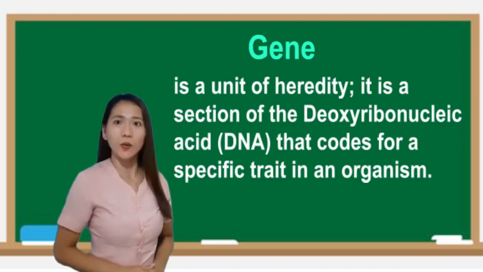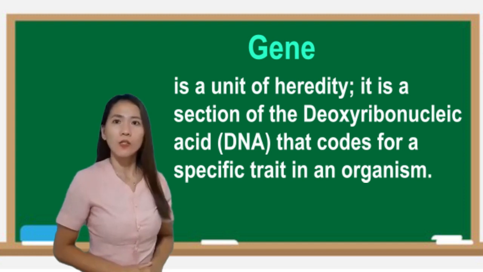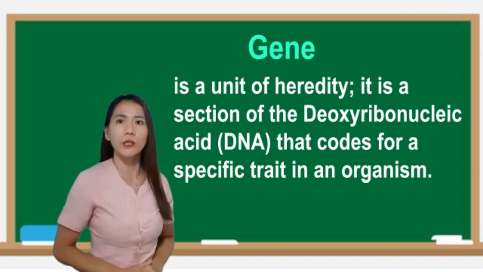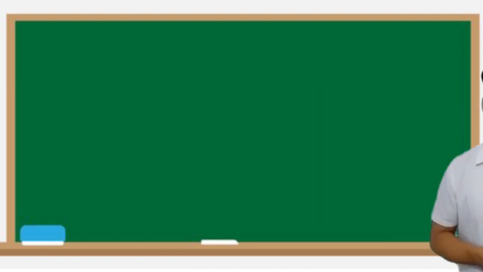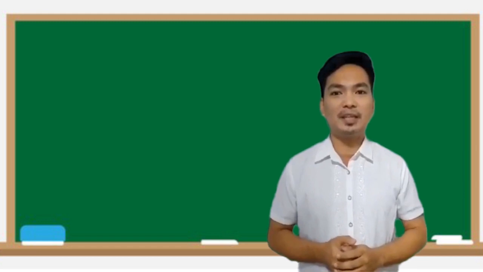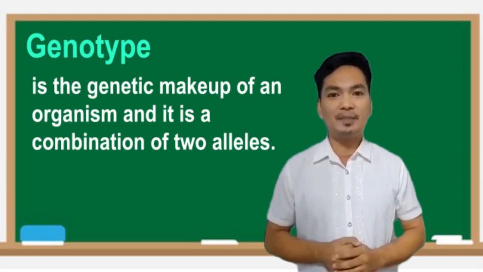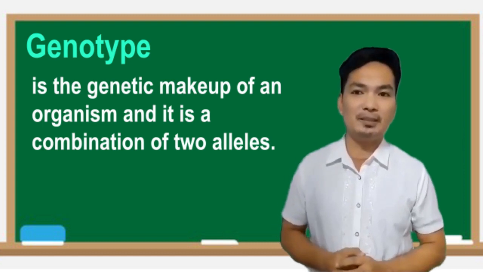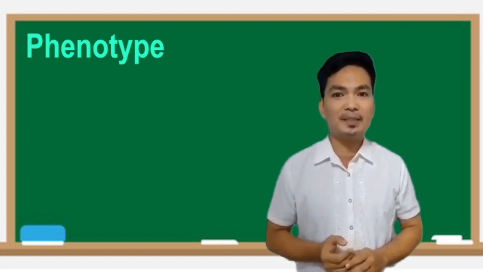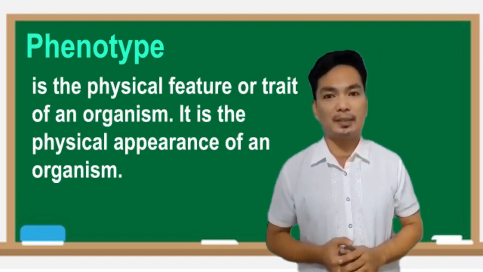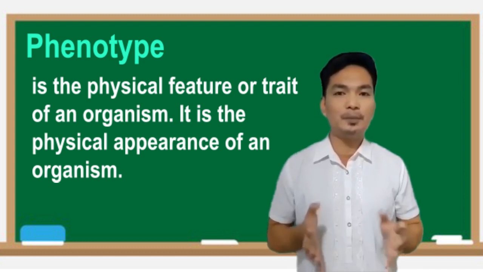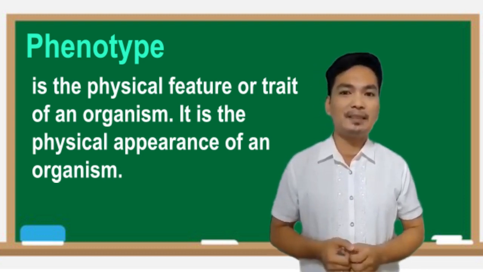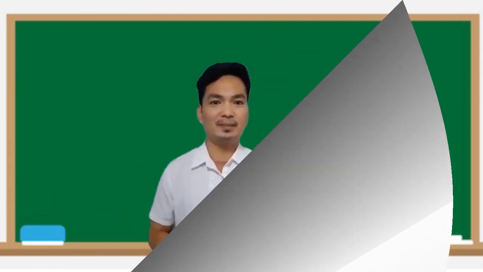A gene is a unit of heredity. It is also a section of the deoxyribonucleic acid or DNA that codes for a specific trait in an organism. We also have the genotype and the phenotype. Genotype is the genetic makeup of an organism and its combination of two alleles. Phenotype, on the other hand, is the physical feature or trait of an organism. To put it simply, it is the physical appearance of an organism.